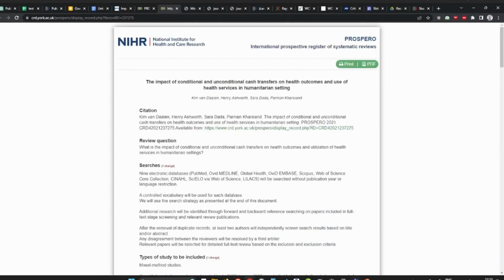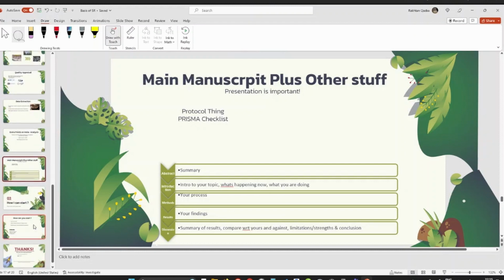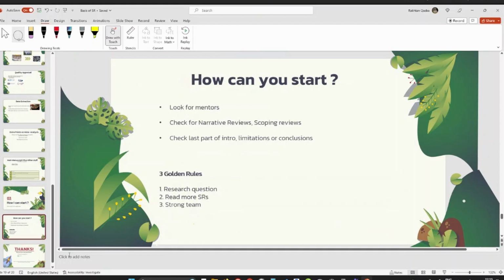Right. This was about the PROSPERO protocol thing. And then after that, everything I will summarize into a paper. The paper will have the abstract and the introduction to the question. It will have the methods, whatever method that I had, whatever findings that I had, the results section, and then a discussion section. The last part, where can I find?